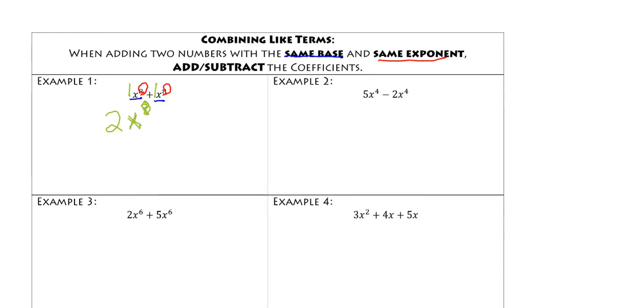Example number 2. So we have the same base, x and x, and we also have the same exponent, 4 and 4. So we can go ahead and it looks like we're going to subtract this time the coefficients. So we're taking 5 minus 2, which is 3. And you rewrite the same base and same exponent, 3x to the 4th.